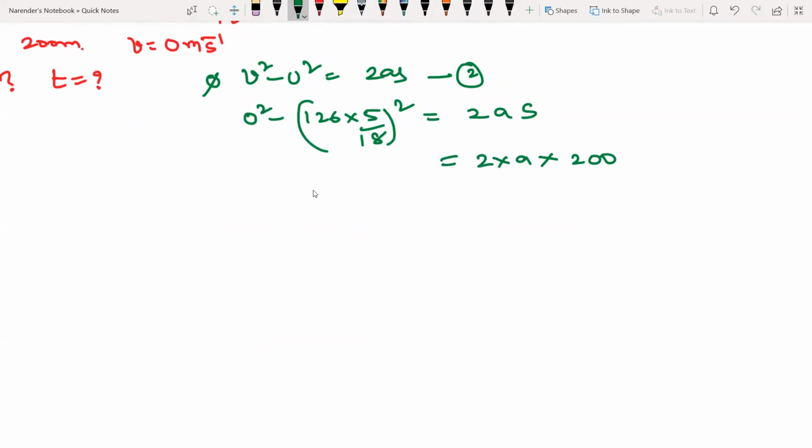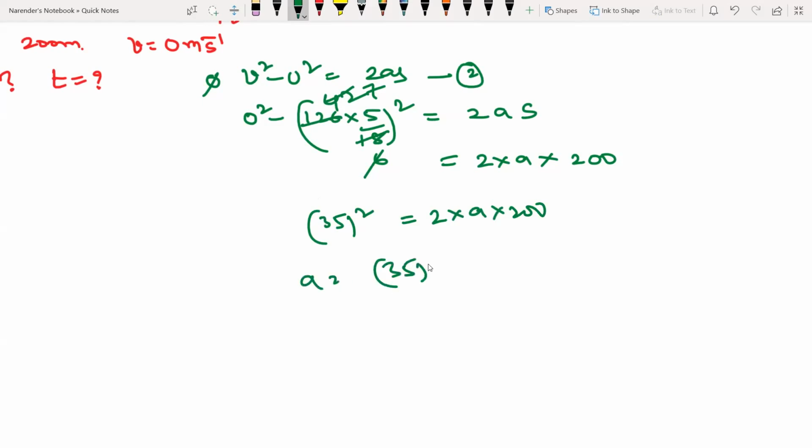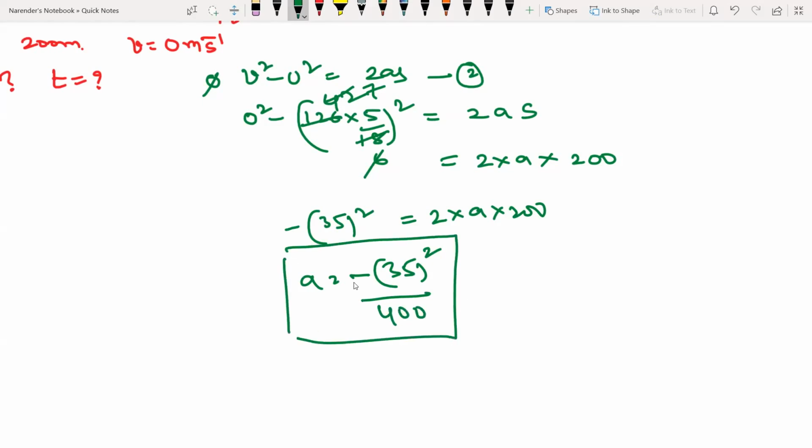So we have 126 into 5 by 18, which is 35. So 35 square into 2a into 200. So a is equal to minus 35 square by 400. So this is a retardation. That's why you are getting a negative value. So we got a now.